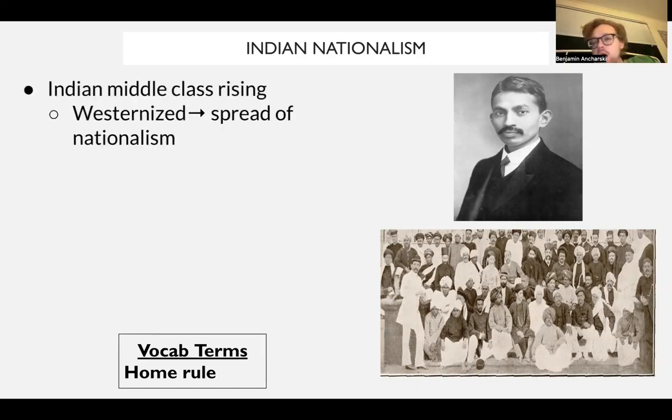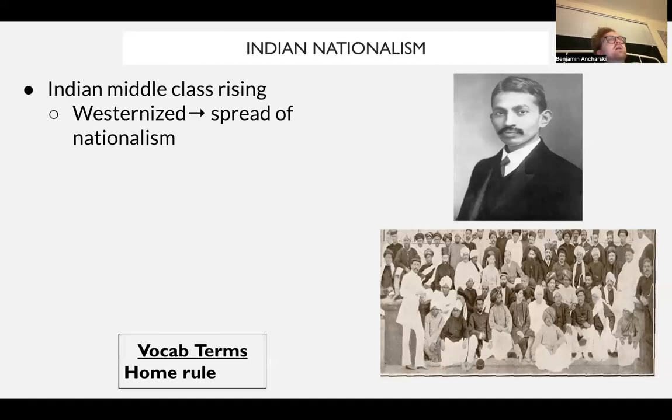Where does it come from? Well, ironically enough, it's going to emerge among that Indian middle class that I talked about earlier. That Indian middle class is made up of westernized Indians who are influenced by things like the Enlightenment and nationalism. They are going to use these ideas and they are going to start thinking maybe some change can be made.